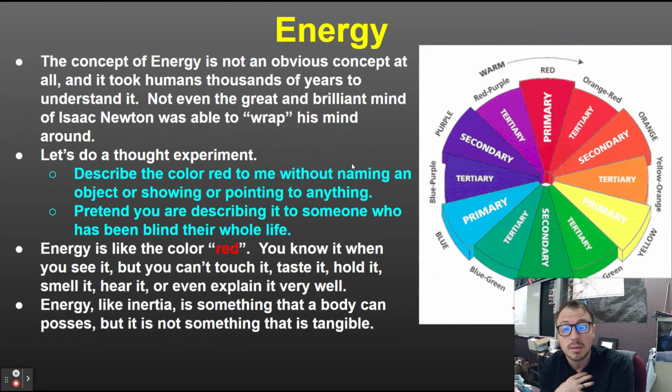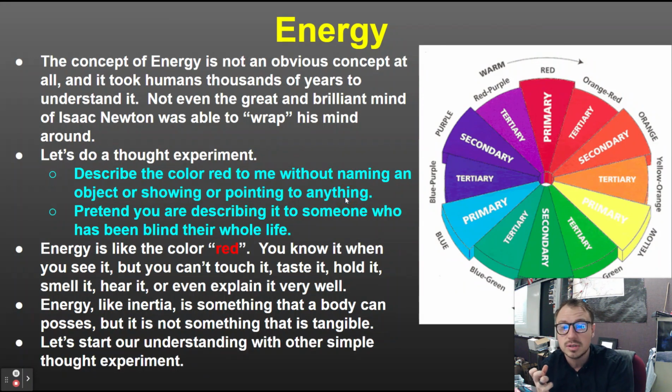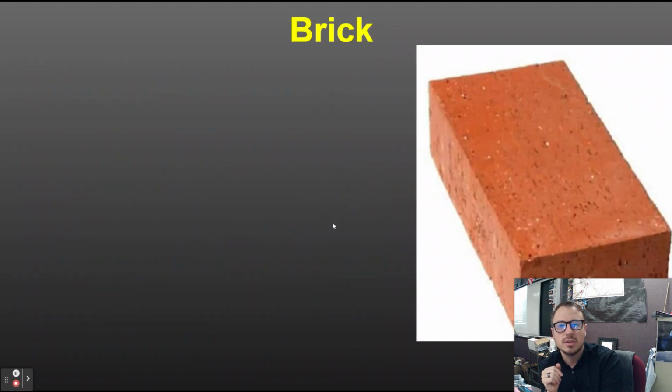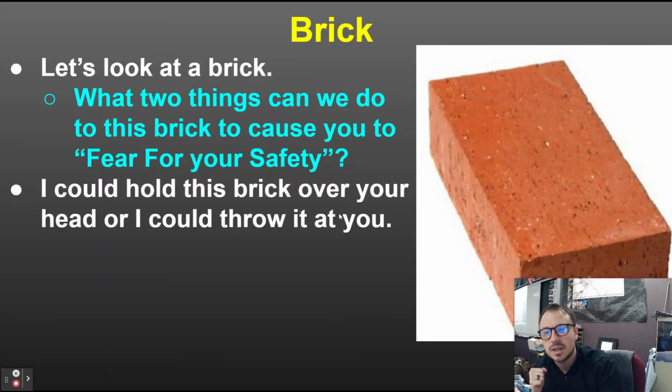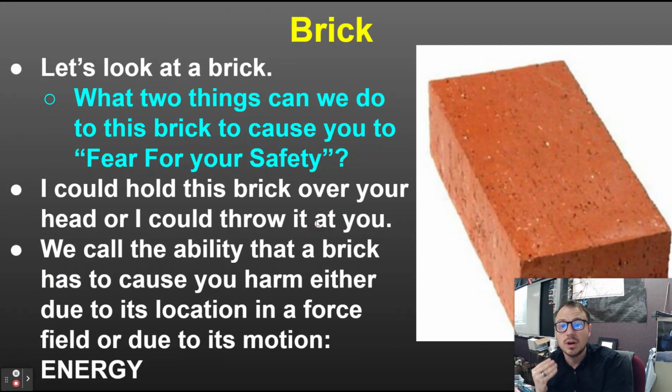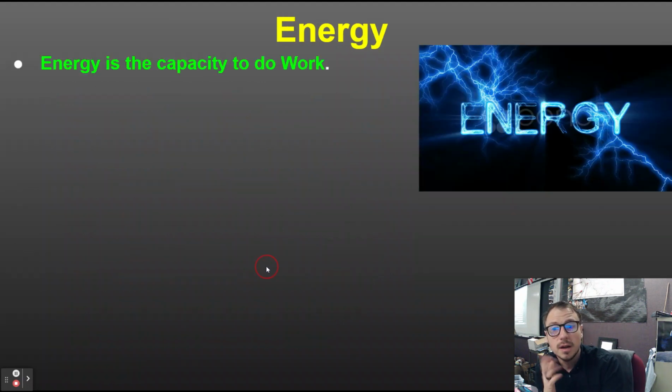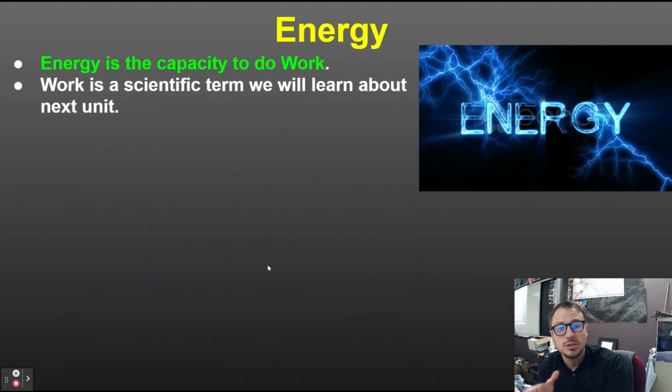Energy, like inertia, is something that a body can possess, but it's not something tangible that you can touch. So here's another little thought experiment, right? If you look at a brick, what two things could you do with this brick that would cause you to fear for your safety? We could hold this brick over your head, or throw it at you, right? We call this ability that the brick has to cause you harm, either due to its location in a force field or due to its motion, energy. So energy is the capacity to do work. Now, work is also a scientific term that we'll learn about in the next unit.